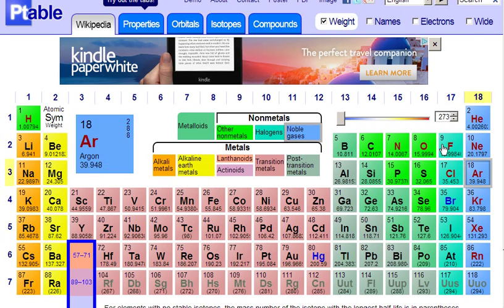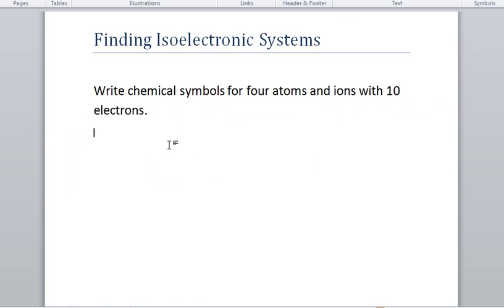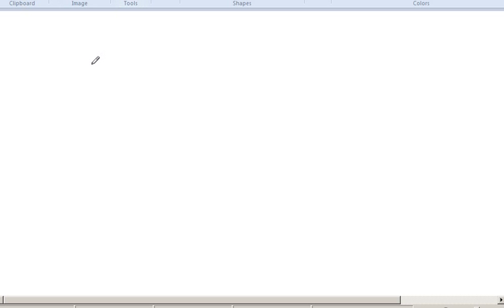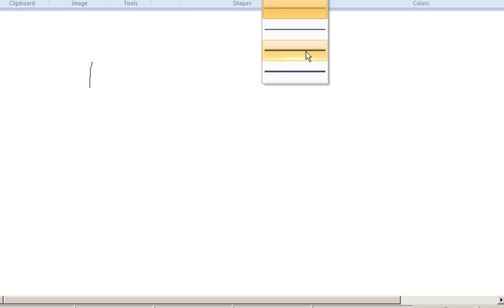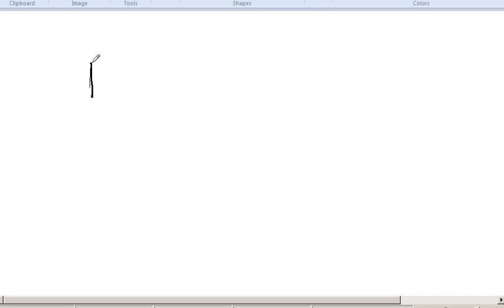So far we've identified 2. F minus is isoelectronic with neutral neon because they both have 10 electrons. So for 10 electrons, we have F minus and neon. Let's do a few more.